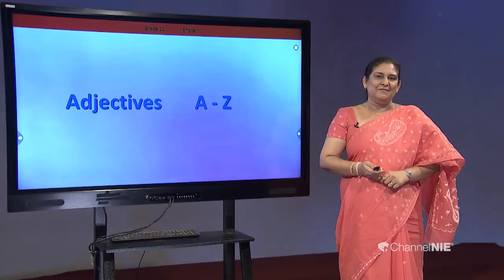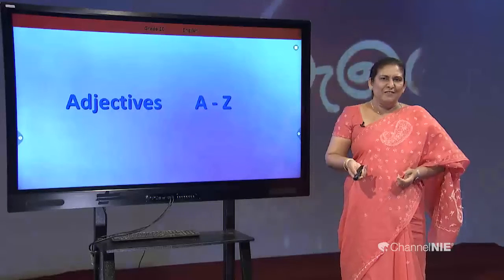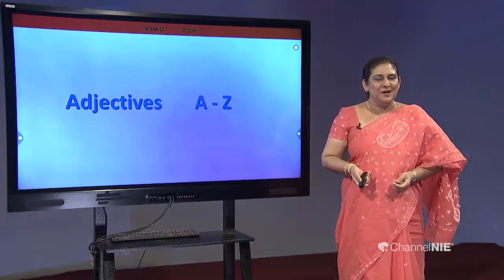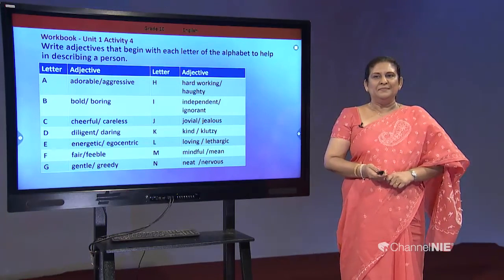This is another activity from your workbook, children. A very interesting activity here, because you have to write adjectives for each letter in the alphabet, A to Z. Let us see. I think sometimes we find it difficult, but let us give it a try. Right. A. Yes.